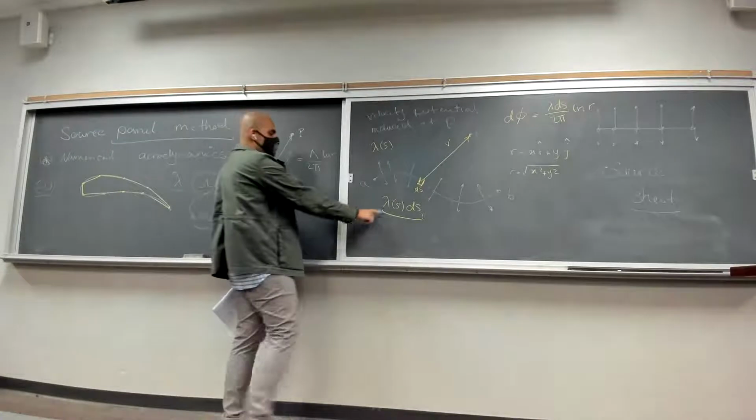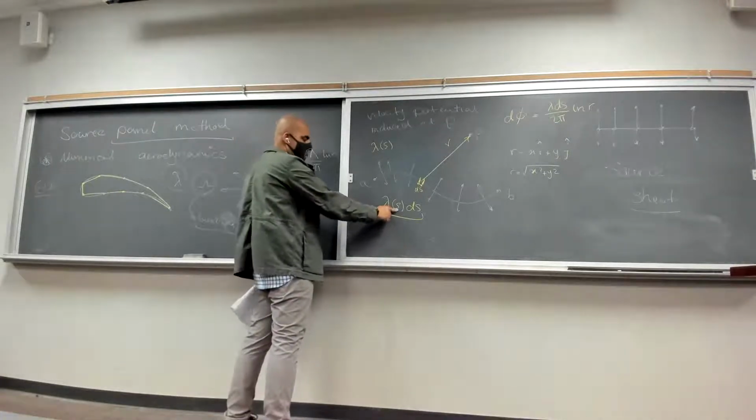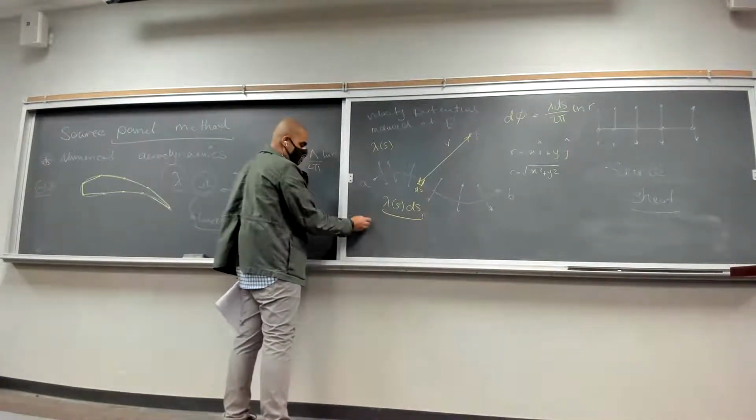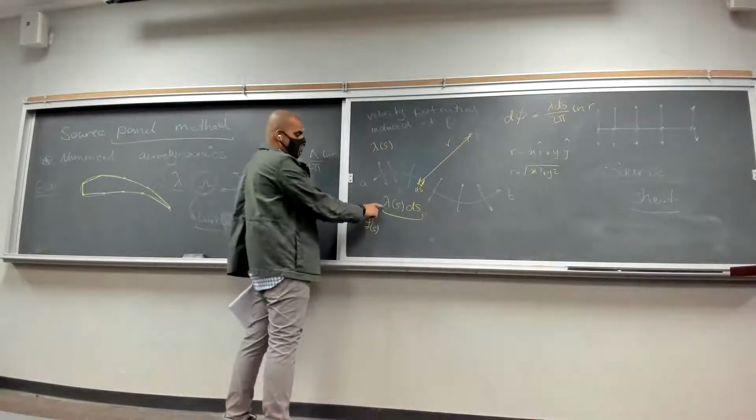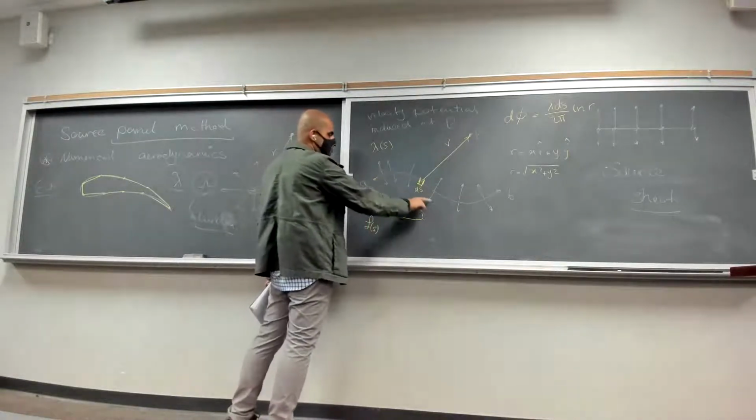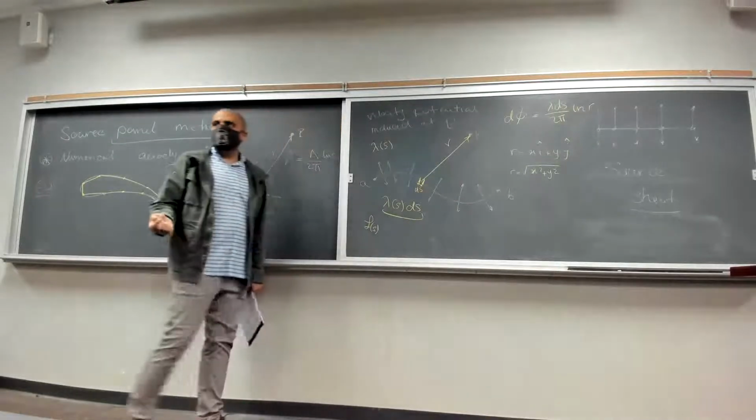This is not lambda times s. This is lambda, which is a function of s, like f of s, which essentially means that lambda is changing as you move on this line. It may change, right?